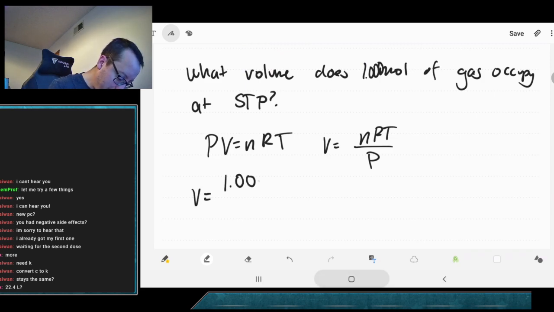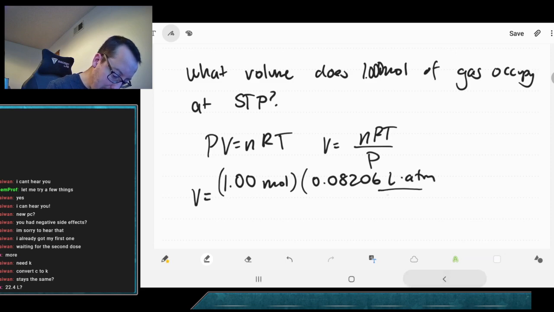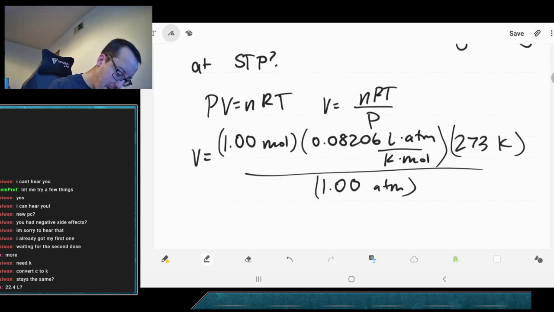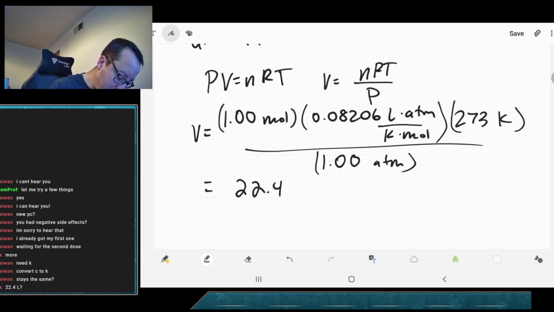And that will be 1 mole times our lovely gas constant. Temperature is 273. Pressure was 1 atmosphere. And doing this calculation, indeed, you do get 22.4 liters. And so you can actually do a shortcut between moles and volume if you're at STP. At STP, 1 mole will always equal 22.4 liters.